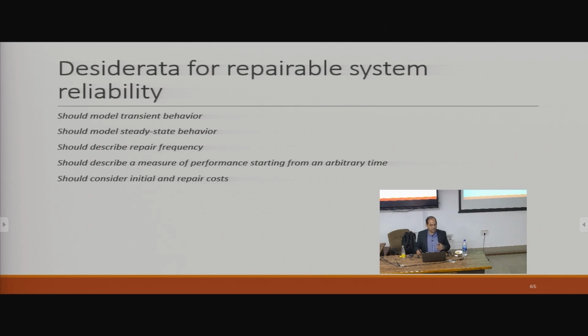Should consider initial and final repair costs, right? So obviously availability is just looking at failure and non-failure. Okay, well, if failures are easy to repair, I don't care. If failures are expensive to repair but are quick, that's a different problem than take a long time to repair but they're cheap. Okay. Should also describe technical obsolescence.